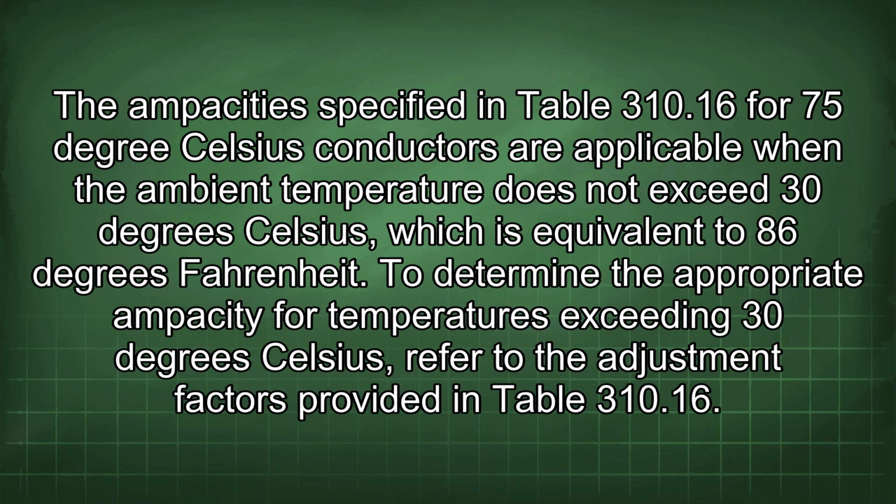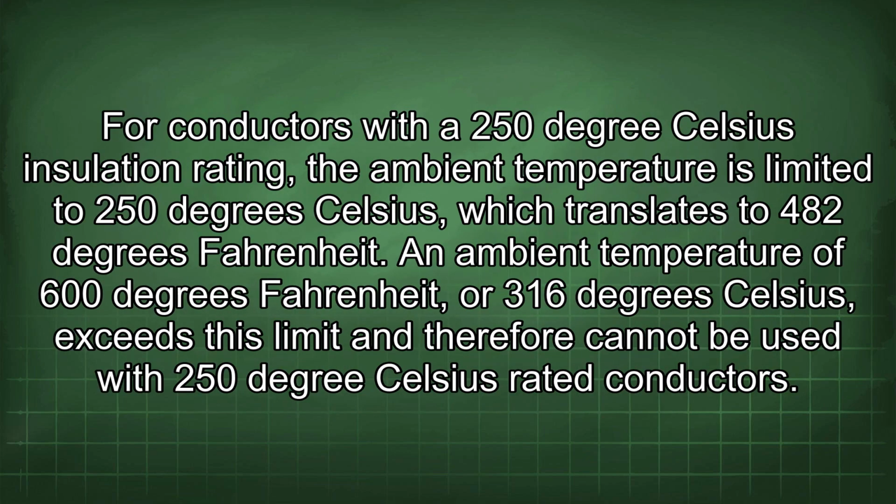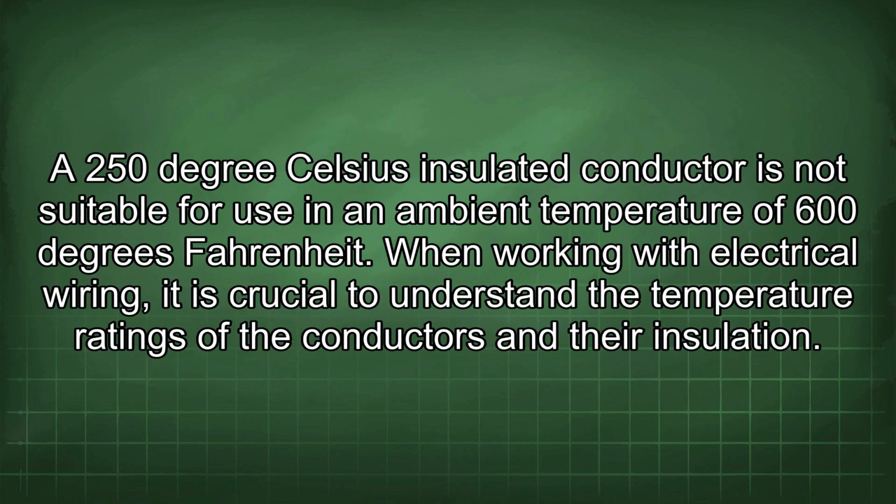To determine the appropriate ampacity for temperatures exceeding 30 degrees Celsius, refer to the adjustment factors provided in Table 310.16. For conductors with a 250 degrees Celsius insulation rating, the ambient temperature is limited to 250 degrees Celsius, which translates to 482 degrees Fahrenheit. An ambient temperature of 600 degrees Fahrenheit or 316 degrees Celsius exceeds this limit and therefore cannot be used with 250 degrees Celsius rated conductors. A 250 degrees Celsius insulated conductor is not suitable for use in an ambient temperature of 600 degrees Fahrenheit.